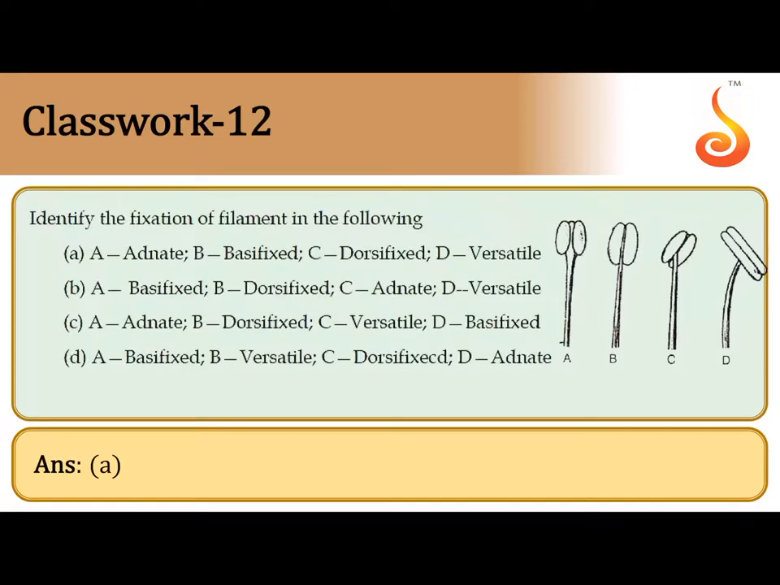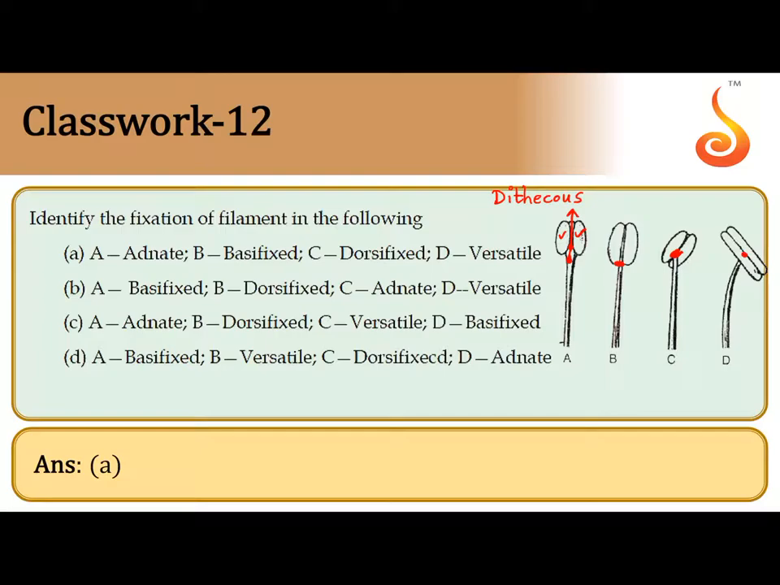Identify the fixation of the filament. Now here you have adnate. If it is attached like this throughout, the filament extends throughout the two lobes of the anther. We call such an anther a dithecous or bithecous anther because it has two lobes on its side. If it is attached only to the base, then it is referred to as basifixed. If it is attached to the back, it is dorsifixed.